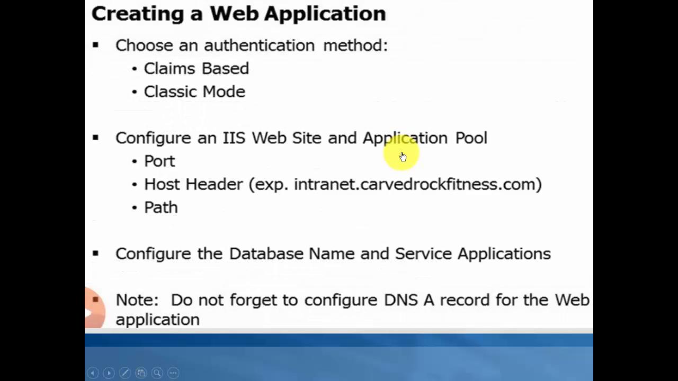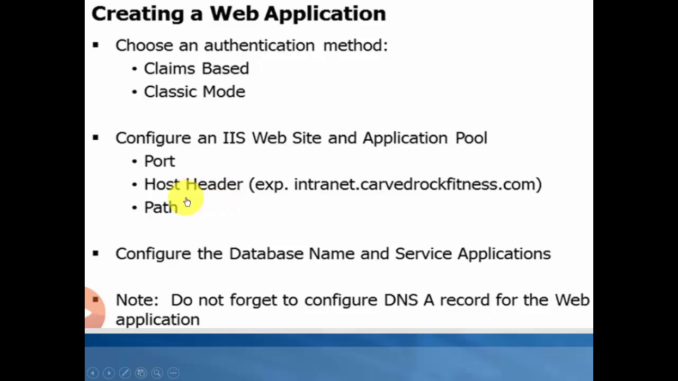Right now, let's go and do a basic task of creating a web application, which is the top level. This is the first thing we need to create when we are going ahead and creating our George Brown intranet. So creating a web application, choose an authentication method. We will be choosing authentication method between claims-based and classic mode. Also configure an IIS website and application pool. We're going to see what port is added there. We're going to add our own port.